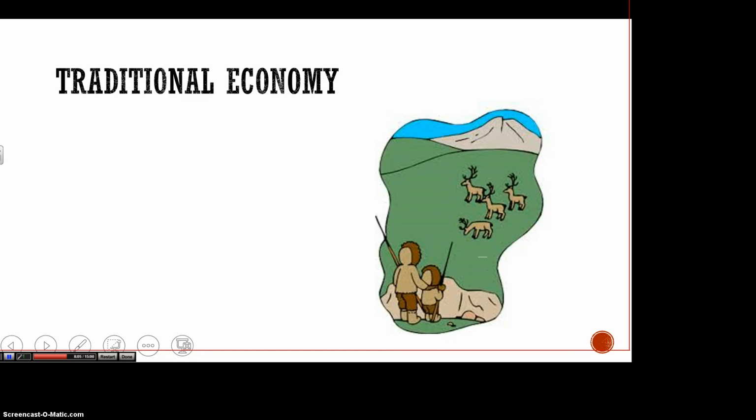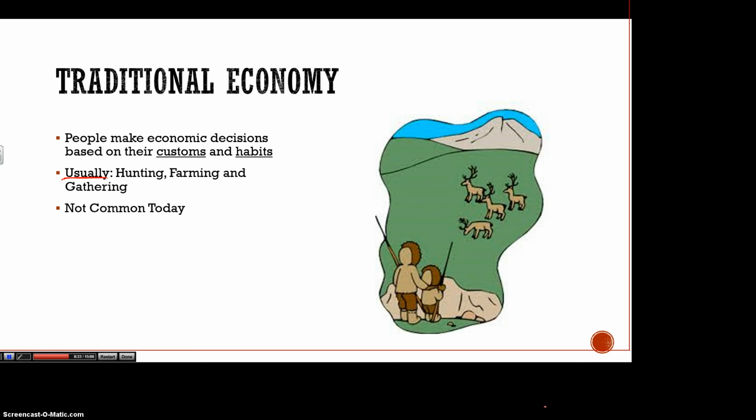Now, the reason they don't exist is due to modern times and items that have become popular and different things like colonialism. So, we may not see many modern societies that follow these economies. But as we study the histories of different areas of the world in our geography class, we will see how traditional economies interacted and also were eventually taken over by these other types of economies. So this is very important for us to look at. So again, traditional economies based on customs, habits, usually hunting, farming, and gathering.